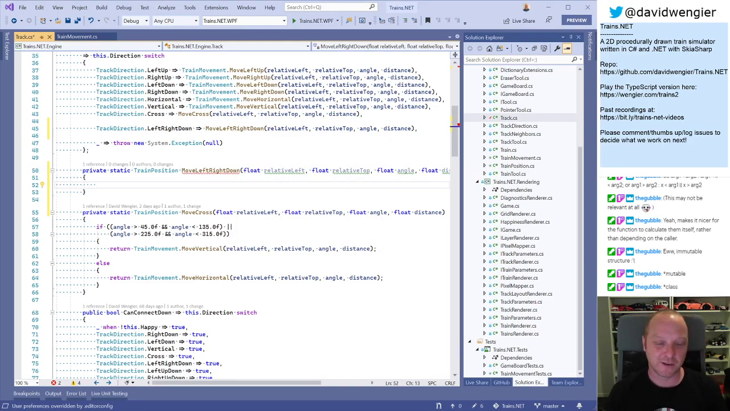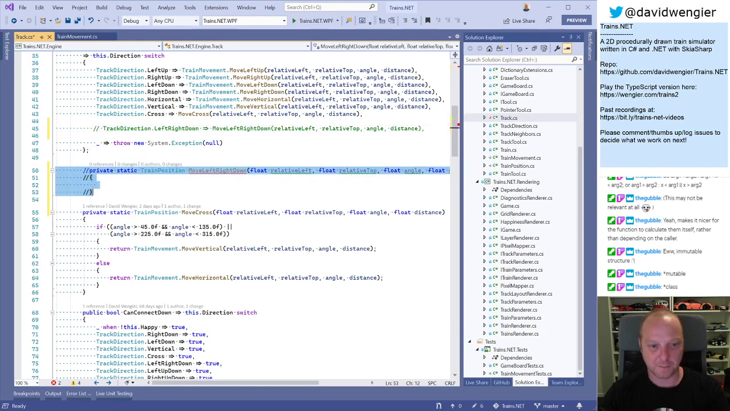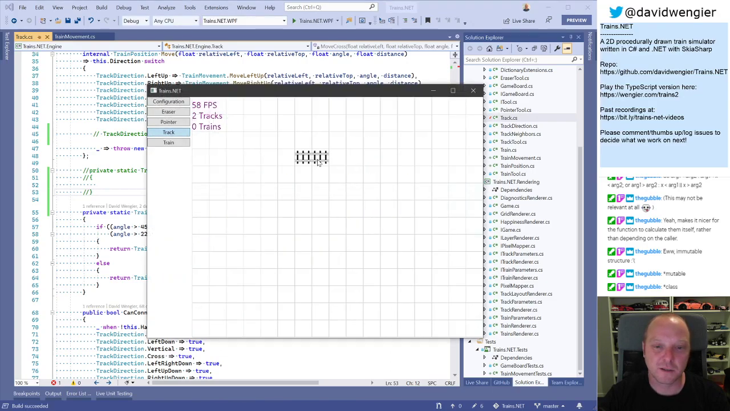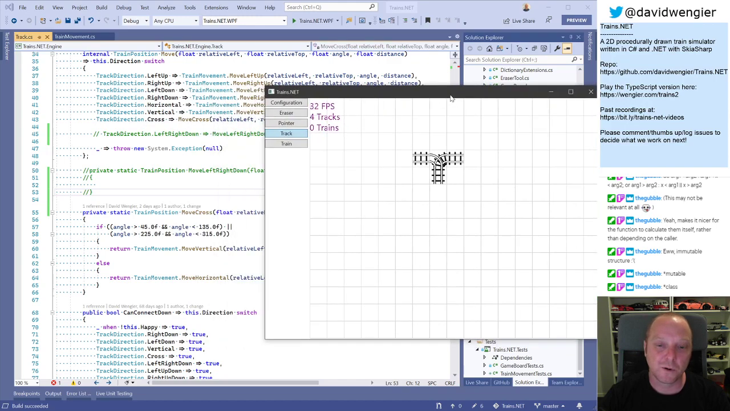Anyway, so left, right, down is a problem because I can't remember what it looks like. So let me run the app and we'll find out. The problem with the T-intersections is there is... Okay, so that's a left, right, down track. So what we want is, if the train is coming up from the bottom, we want it to go to the right.